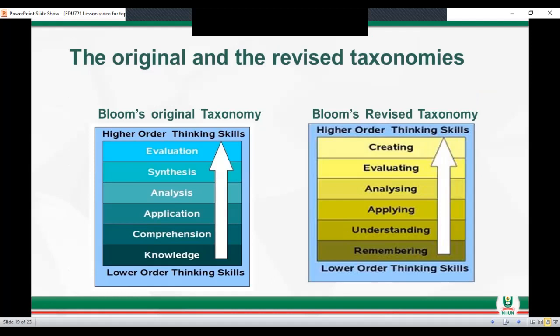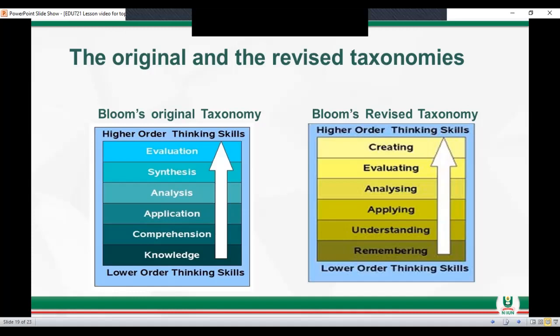The one on the left-hand side is Bloom's original taxonomy of the cognitive domain. Knowledge is at the bottom. That arrow there shows the direction of the hierarchy from lower order. That's why, when you are writing, you write from up, down. You don't write from bottom up, you write from top down.